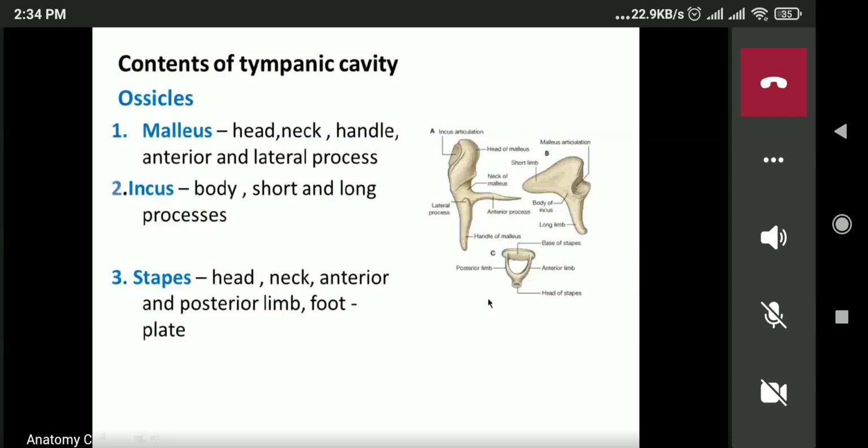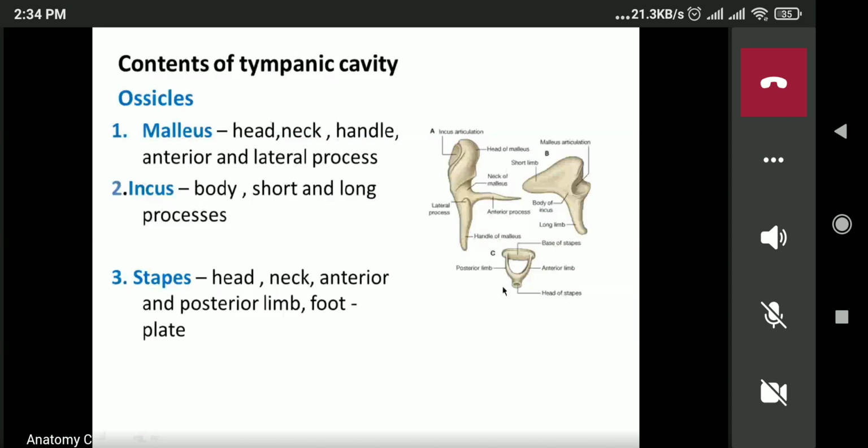As we have an ear model, you should be able to identify the malleus, the one which has a rounded head and the handle. This is the handle, which is attached to the tympanic membrane. The one which resembles the premolar tooth is the incus, and the one which resembles a stirrup is the stapes.